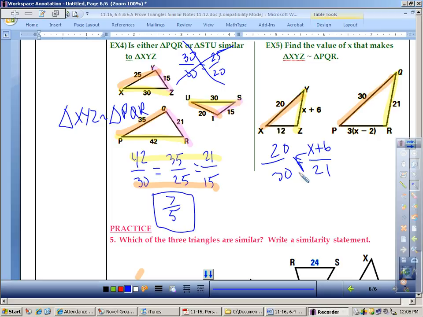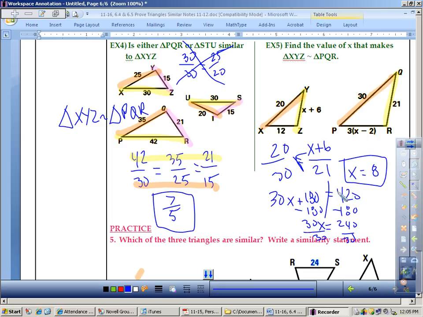What you have to remember here is you need to distribute. That becomes 30x plus 180 equals 20 times 21, which is 420. And then we rearrange. So 30x equals 240. Divide both sides by 30, and the value of x is 8. I can then substitute and know this side's 14, and this side would be 18.